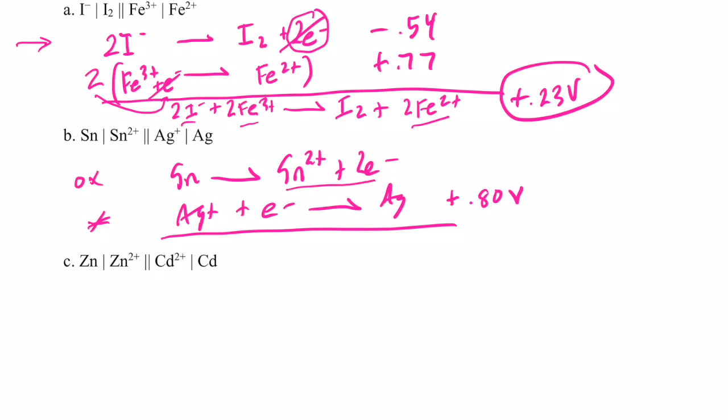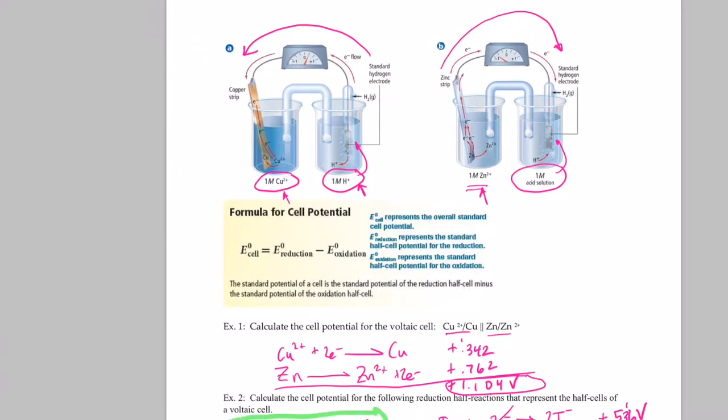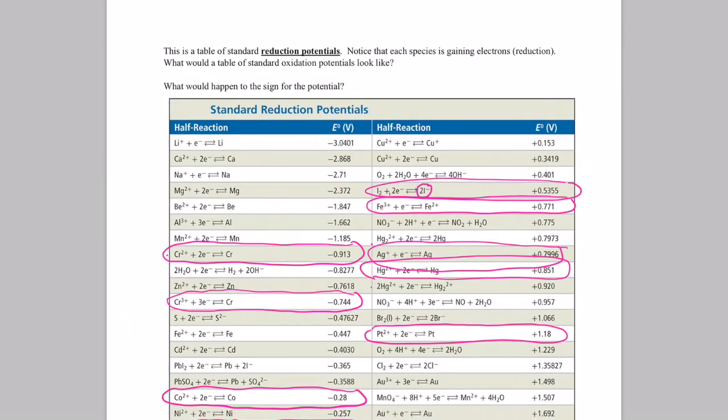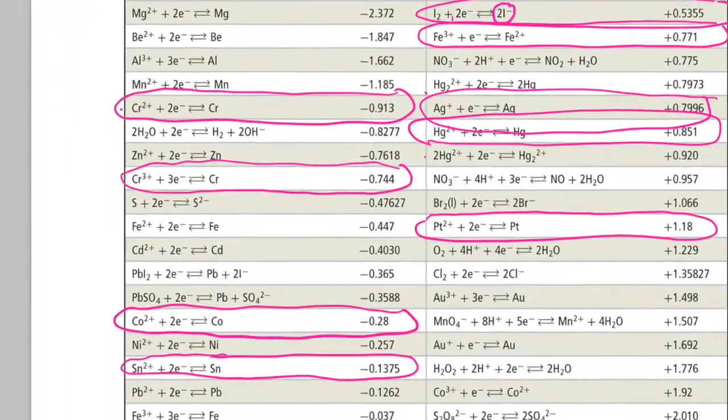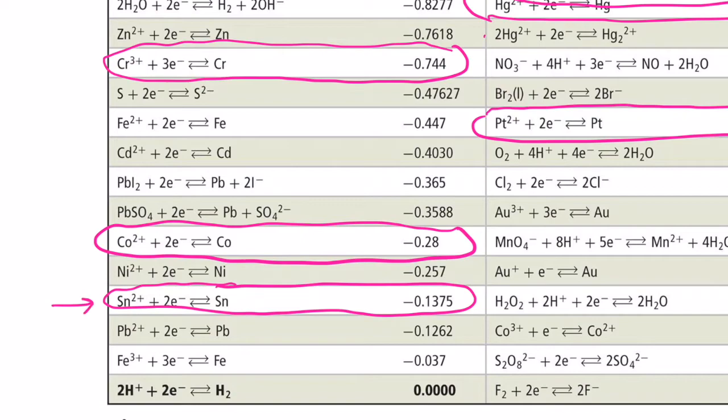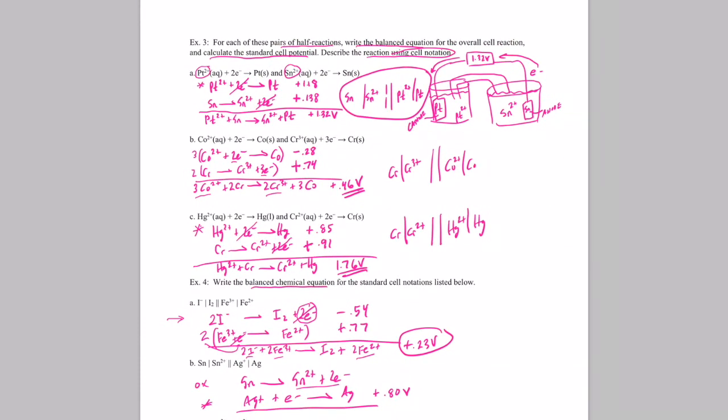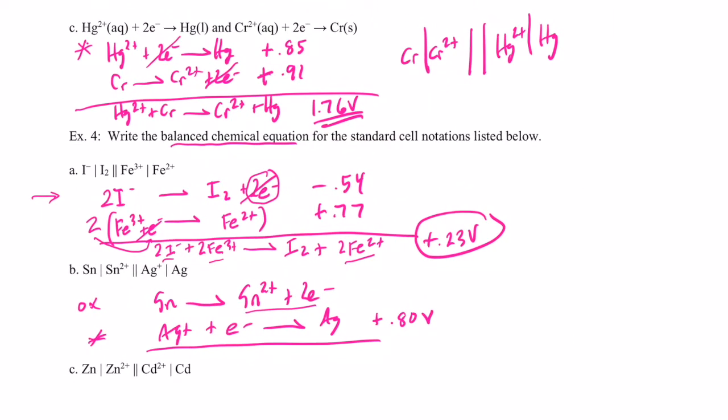And then my tin one, now this is oxidation, kiddos, so we're going to look for the backwards reaction and change the sign. So we're looking for Sn2 plus 2 electrons making tin, and we're going to change that sign. Oh, we used that earlier on a video right there. Now that says negative 0.1375. We're going to write that down as a positive 0.14. Remember, we're changing the sign because it's the backwards reaction. So that's a positive 0.14 volts.